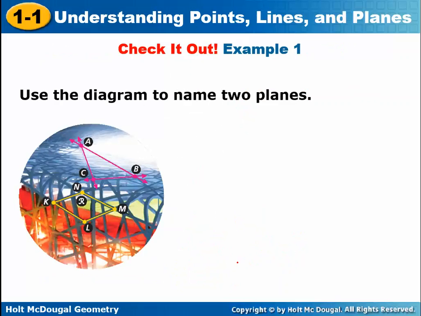This one says use the diagram to name two planes. We have to have at least 3 points to name a plane. So even though this up here doesn't look like the way I've showed you to draw planes, it is a plane. 3 points is enough for a plane. So one plane is ABC, and another plane is this quadrilateral figure down here. You only need 3 of these points to name the plane, or you can name it capital R.